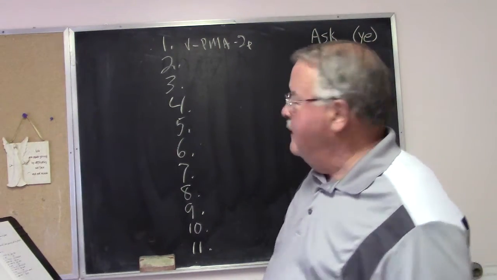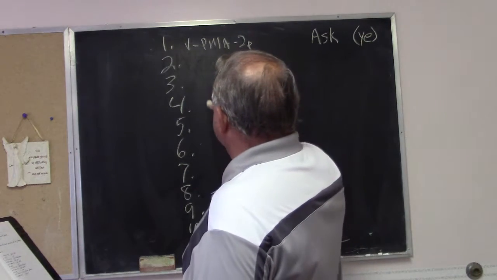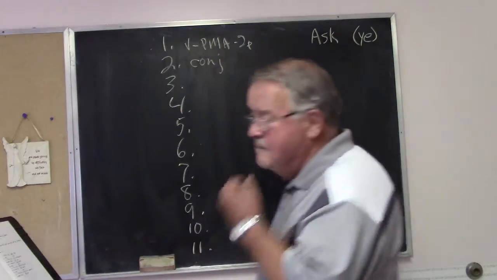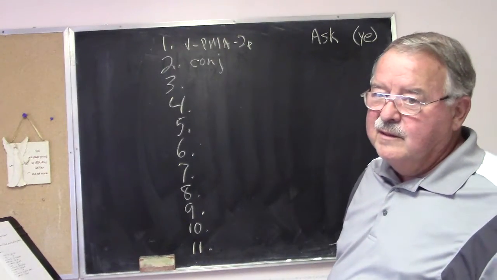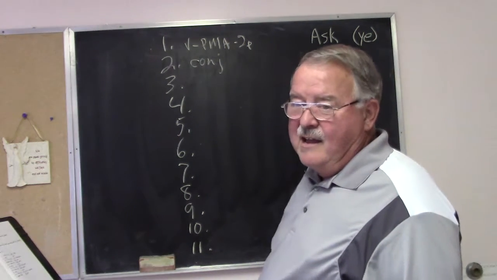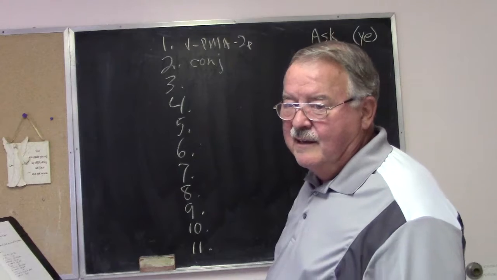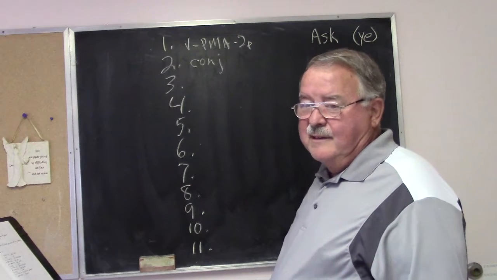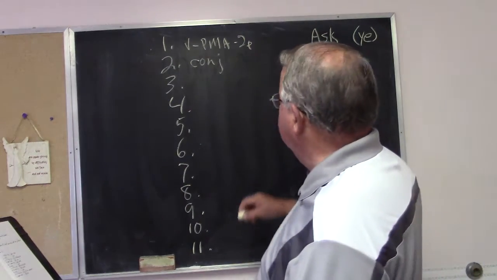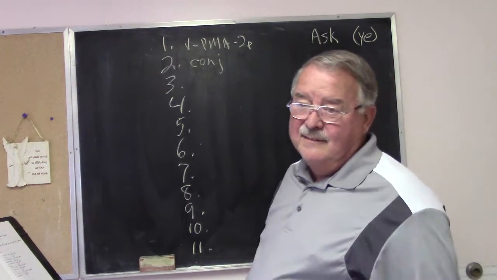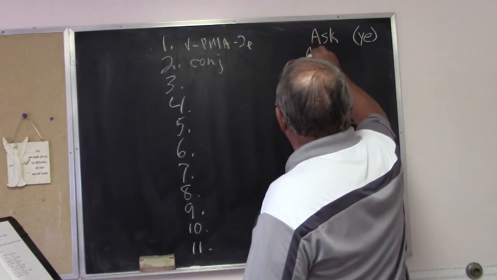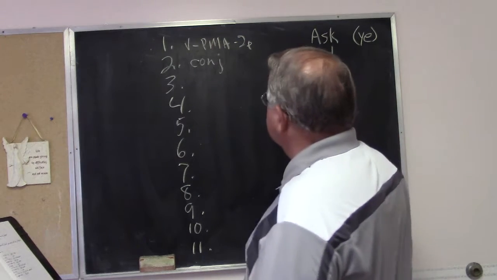Let's go to the second word. It's a conjunction. What's the Greek word, by the way? K-A-I. Kappa, alpha, iota. And that always is "and." You'll run into that a lot in verses, and so it's "and." All right, that's the third word.